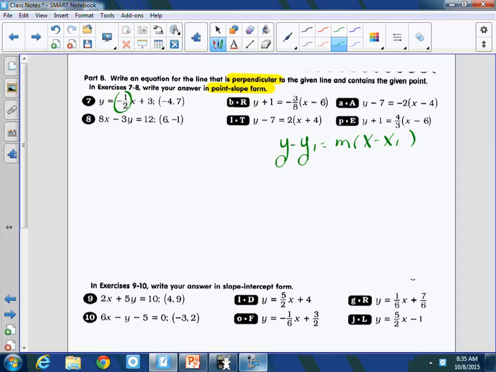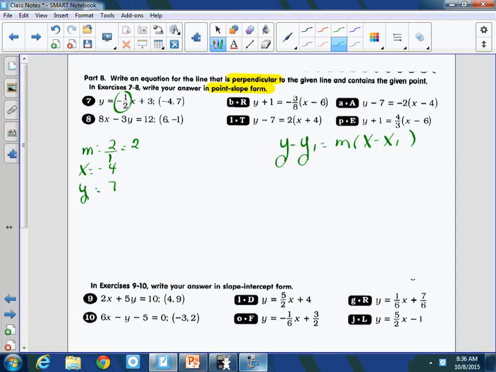So what would be my slope for the line that I want to create? 2. Because you flip it, which would be 2 over 1, and it's the opposite, and instead of negative, it's going to be positive. So now I got my m. What is my x? -4. And what is my y? +7. Now I can come over here and plug in.